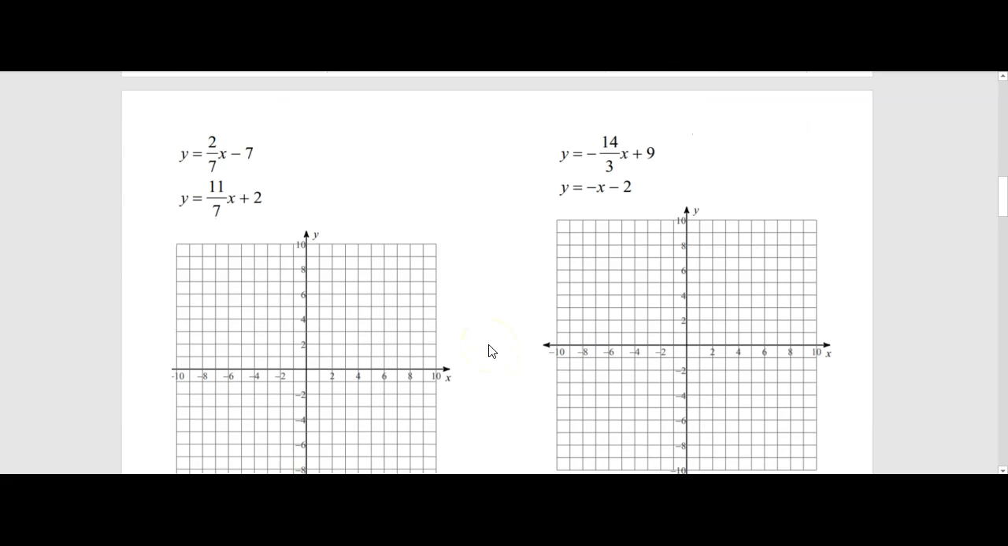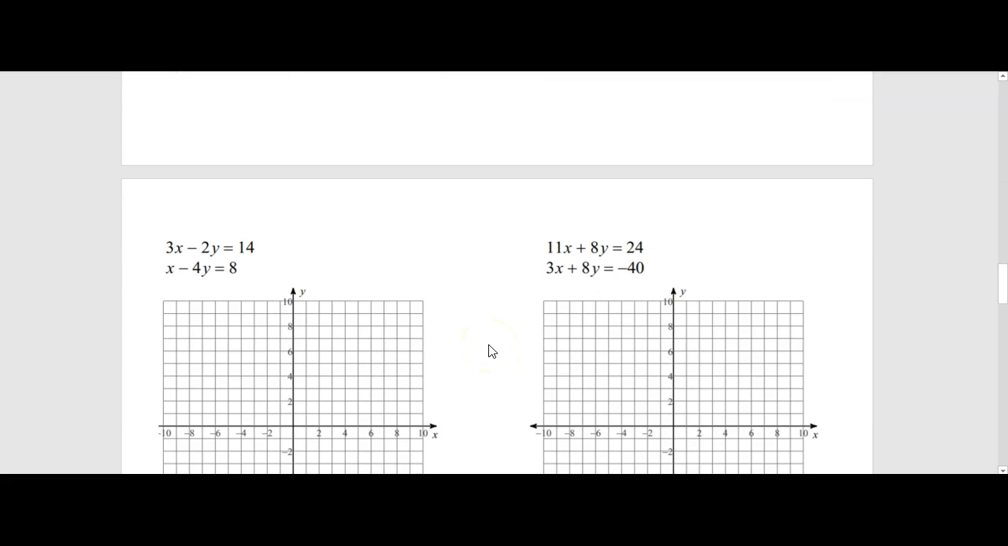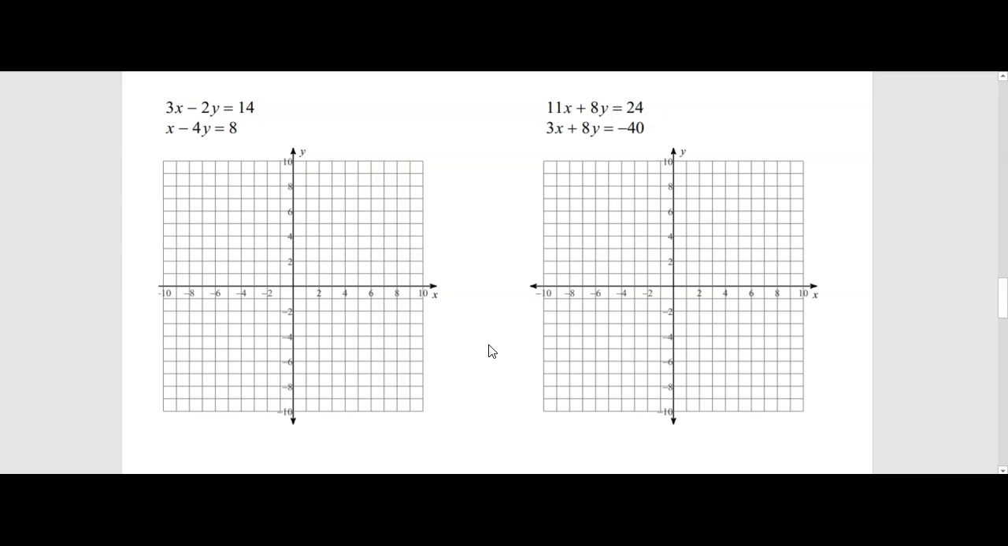Let's find one where they're not necessarily in slope-intercept form. Okay, let's look at the one over here on the left. So here we have two equations. Both of them are in standard form. So there's a couple of different ways we can graph these, right?